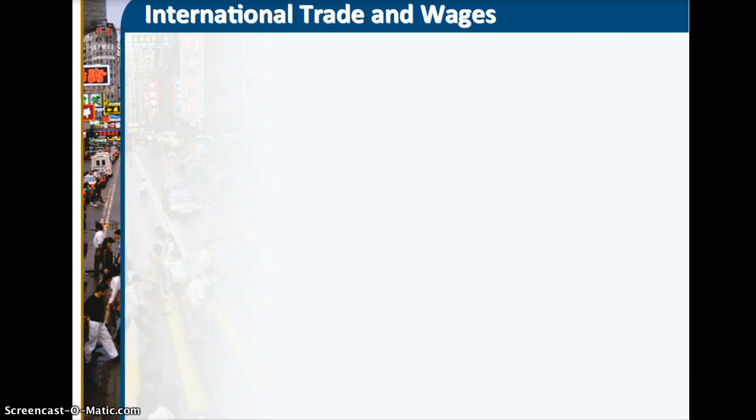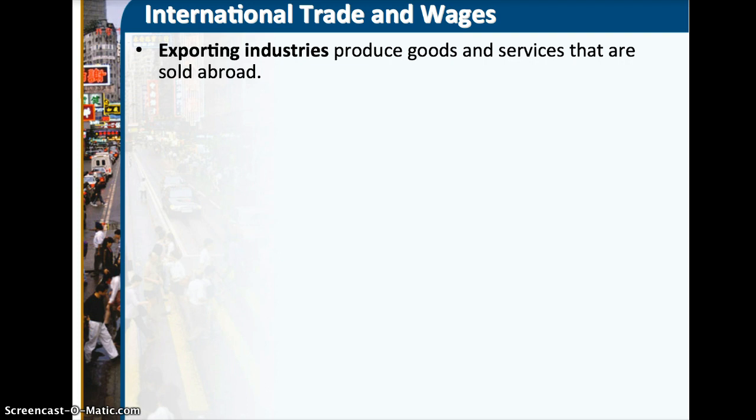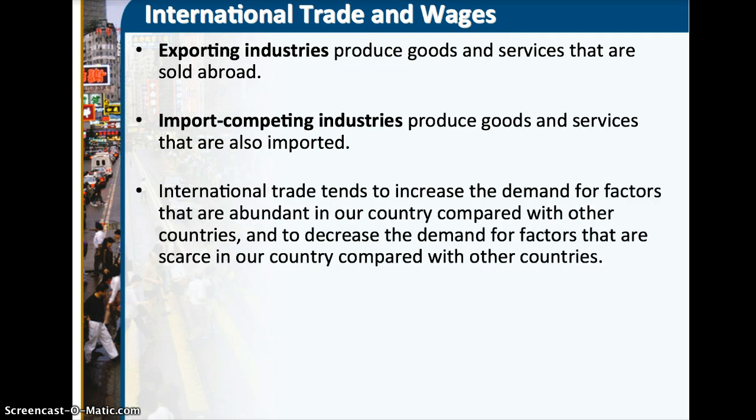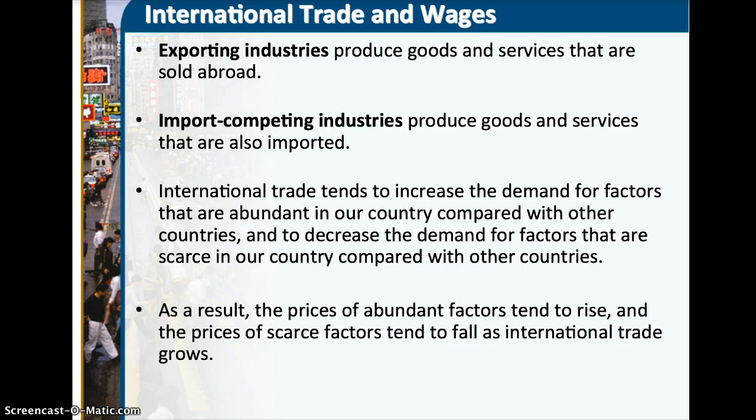International trade and wages. Exporting industries produce goods and services that are sold abroad. Import competing industries produce goods and services that are also imported. International trade tends to increase the demand for factors that are abundant in the country compared with other countries, and to decrease the demand for factors that are scarce in our country compared to other countries. As a result, the prices of abundant factors tend to rise, and the prices of scarce factors tend to fall as international trade grows.